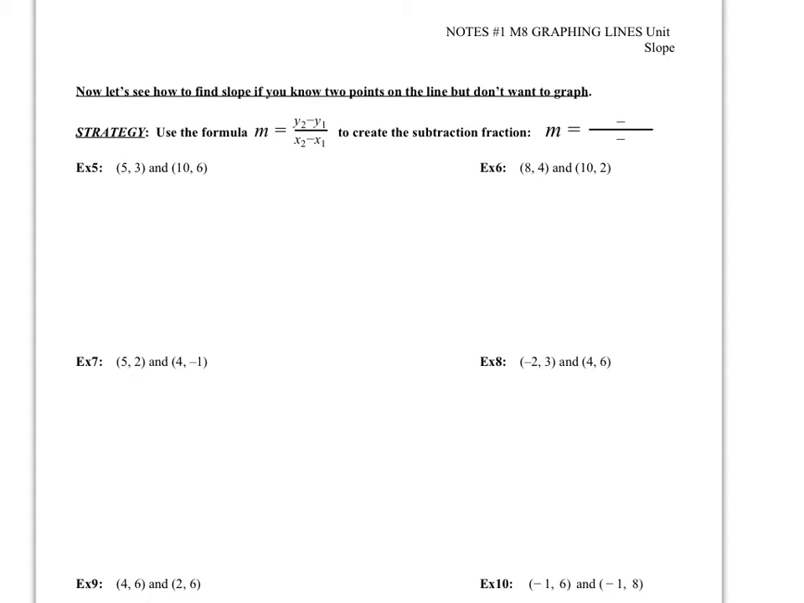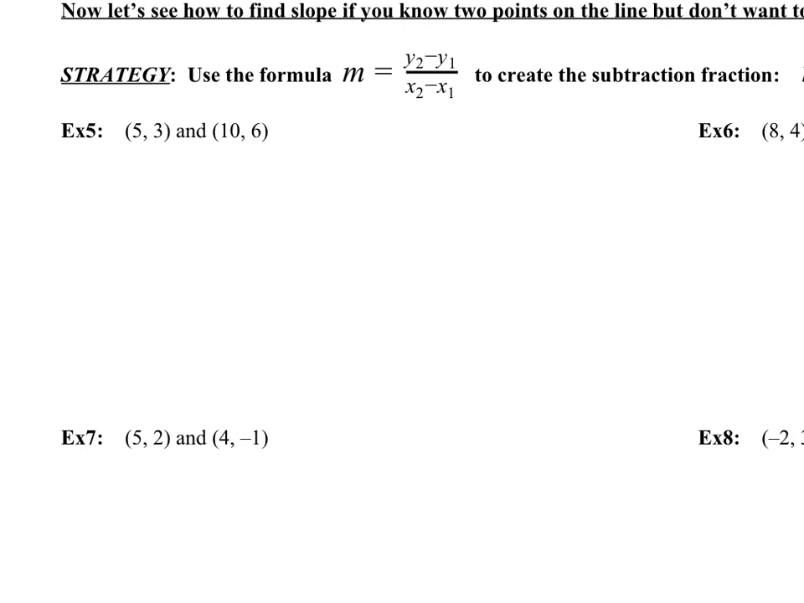So the very first thing that I'm going to do is I'm going to draw that fraction. So m equals, I've got my fraction with my subtraction. The reason I like doing this is because even if one of these numbers happens to be negative, that has absolutely nothing to do with the fact that it's subtracting. And so it's going to help me keep my signs in order.